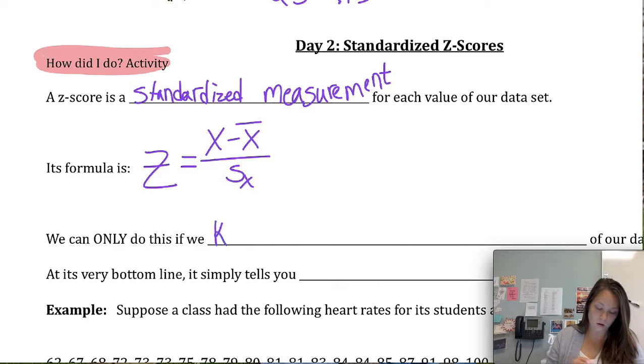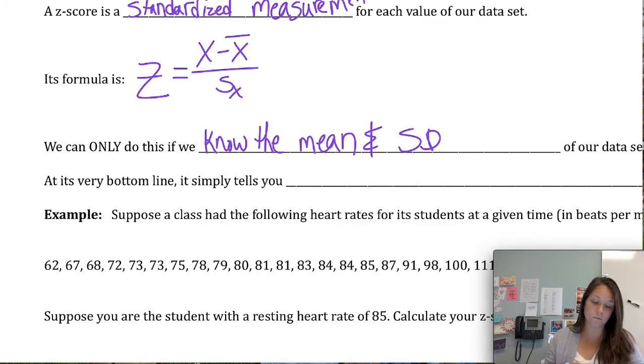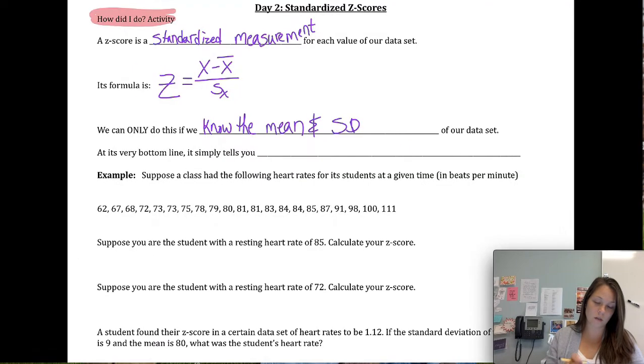If we know the mean and standard deviation, and often with standard deviation I will shorthand that to an acronym of SD, and it's pretty common for many stats teachers to shorthand that to SD, just as a tidbit of information. So we can only do this if we know the mean and standard deviation of our data set. If we don't know that, then you can't standardize the score. But usually it's pretty easy to come up with those if the problem doesn't already present you with the mean and standard deviation.